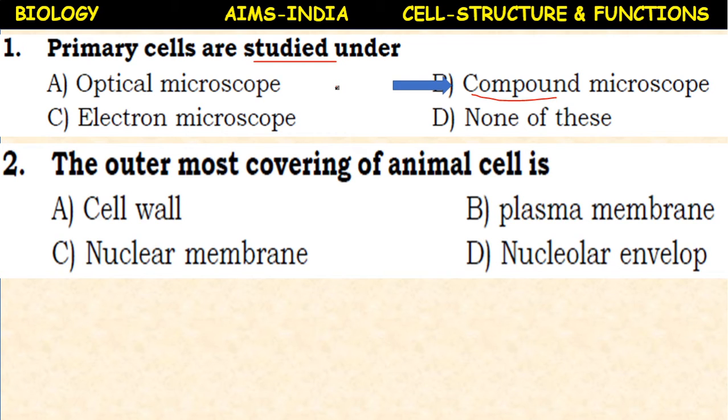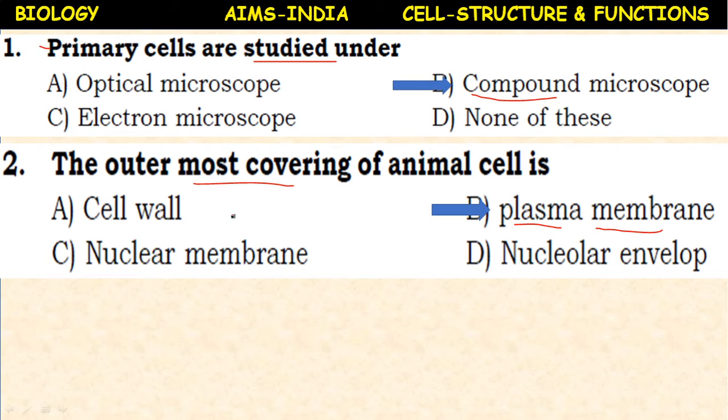The outermost covering of the animal cells, outermost covering means the cell outer layer. Outermost covering of the animal cell is cell wall, plasma membrane, nuclear membrane, nuclear envelope. Okay, it is plasma membrane. So these are the questions, very simple questions which are from the regular textbook itself.